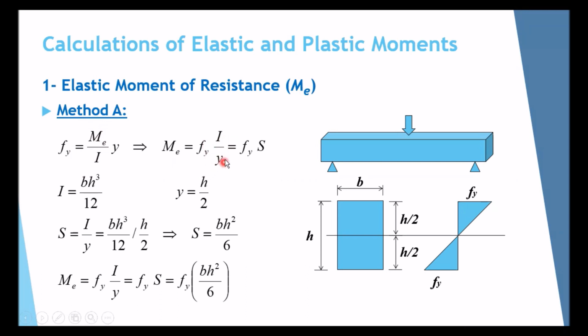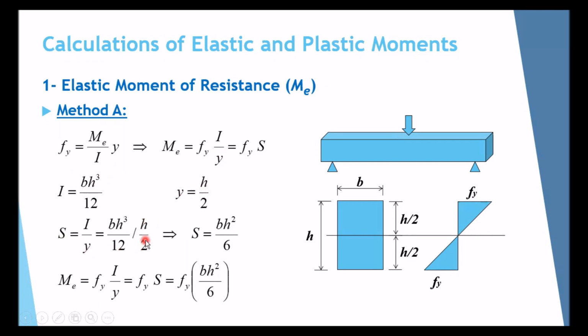This term I divided by Y, we call it S, as we have seen in our previous video, part number 1, and it is called the elastic modulus. So the elastic modulus of a cross section equals the moment of inertia divided by Y. Let's calculate I and then Y. I, for a rectangular cross section, equals B times h cube over 12. Y is the distance from the neutral axis to the outer surface, so it equals h over 2. By substituting these two values, S equals I divided by Y, B h cube over 12 divided by h over 2.